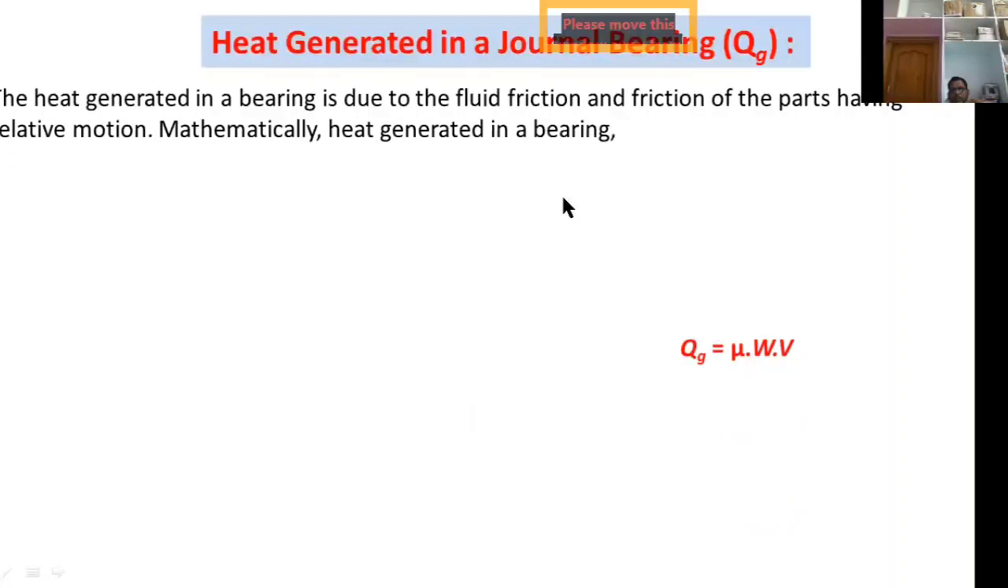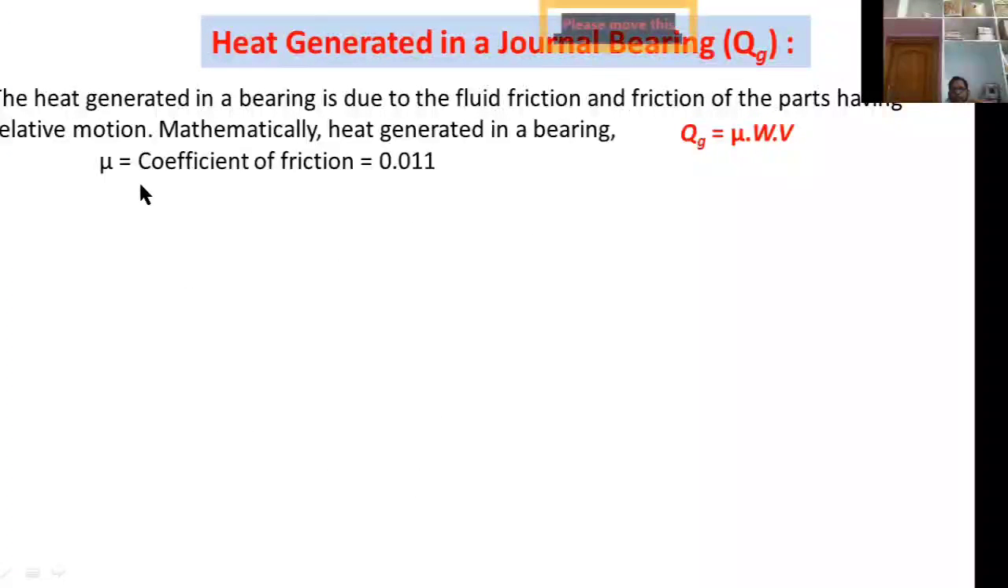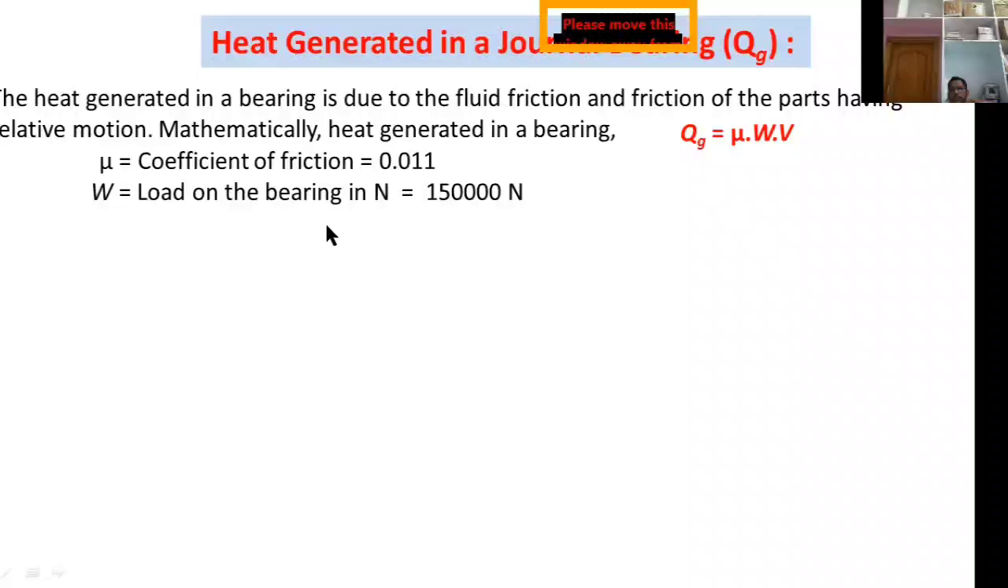Now you have to find the amount of heat generation, so that you can find the amount of heat to be removed. For that purpose, we already know the formula: amount of heat generation equals mu into W into V. Here mu is the coefficient of friction, obtained from the previous formula as 0.011, and W is the load on the bearing or load on the shaft, which is also given in the question, that is 150 kilonewtons. And V is the velocity of the shaft.